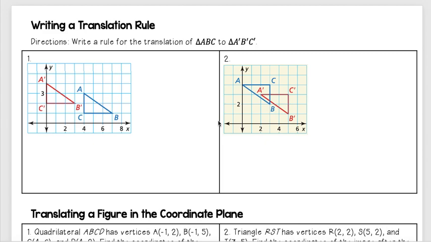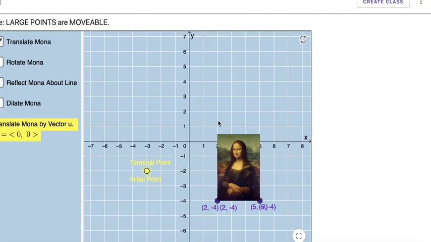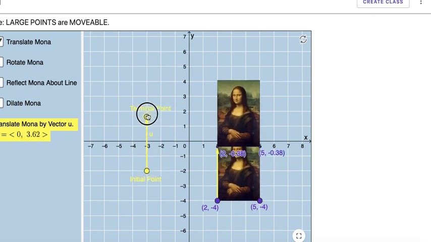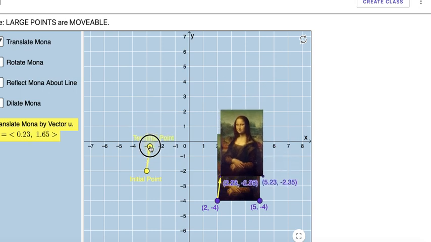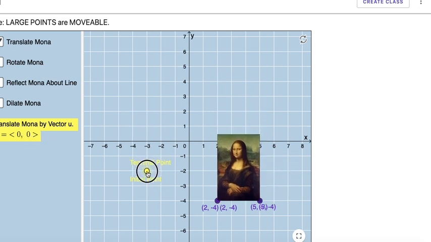We're going to talk about writing a translation rule, but before I go into that, I want to show you a visual of what translating looks like. So here I have the Mona Lisa, and I see that translating, it stays the same, but I can just move this up. That's going to be a vertical translation.